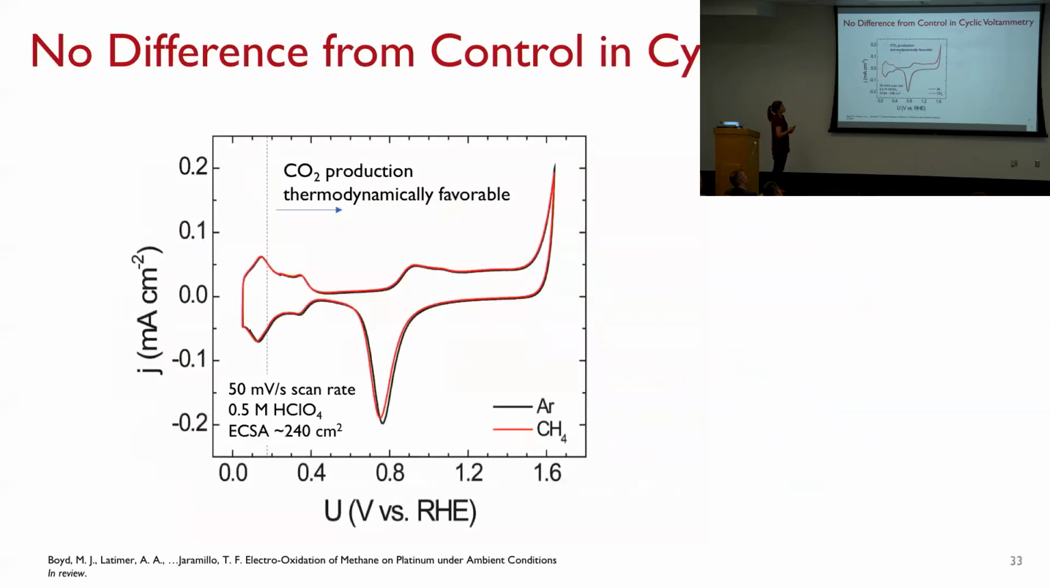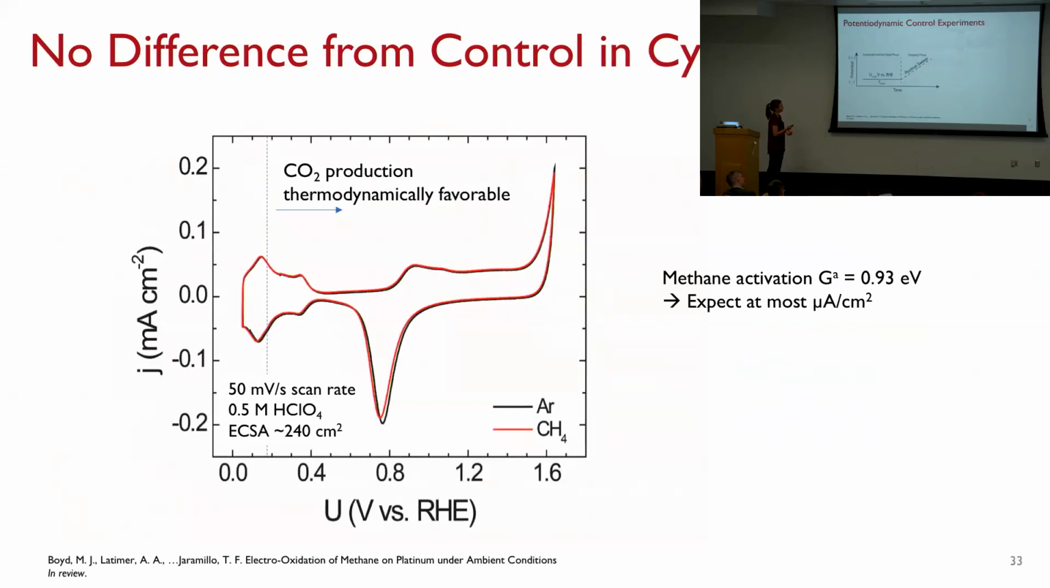So when we look at the experiment, Mike has run some cyclic voltammetry data. And we see that even where we would expect CO2 production to be thermodynamically favorable, to the right of this blue line, we don't see any difference between flowing methane and flowing argon in the system. So no difference between it and our control. But actually, I just showed before that the methane activation barrier we calculate is just south of 1 eV. So it's actually a pretty high barrier, and this corresponds to, at most, microamps per centimeter squared. So this is actually not that unexpected.